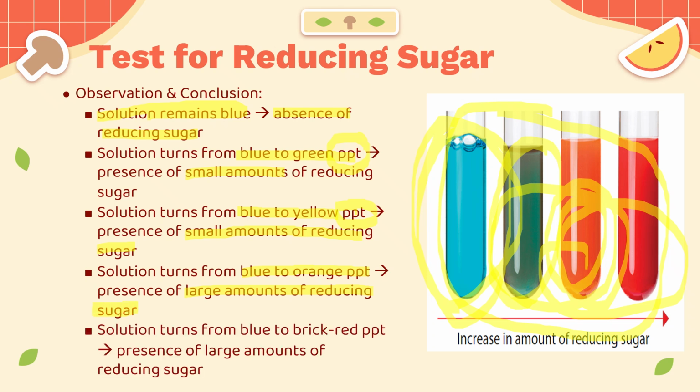And finally, it will change from blue to brick red precipitate sometimes. It means that the food sample has a large amount of reducing sugar as well. So over here, these two colorations mean it's a large amount, and these two colorations mean it's a small amount. So the color of the observation change can actually tell you the quantity of reducing sugar present in the food sample.